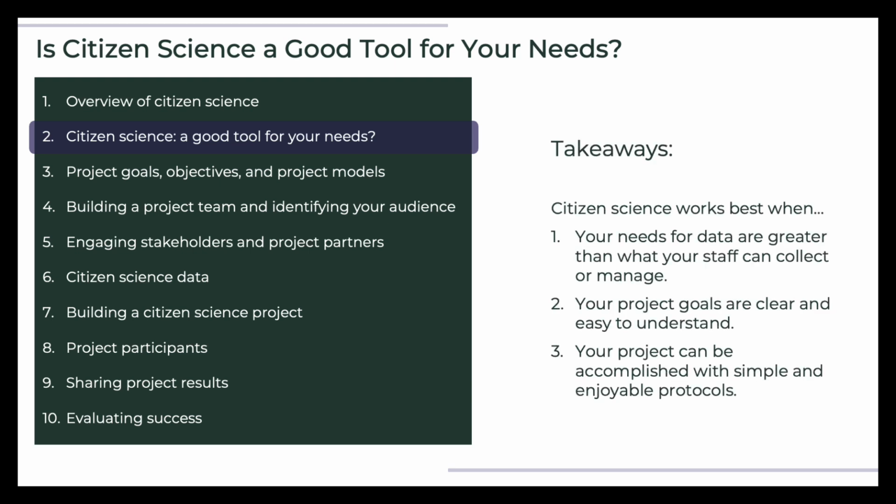Three takeaways for this module are that citizen science works best when, first, your needs for data are greater than what your staff can collect or manage. Second, your project goals are clear and easy to understand. And third, your project can be accomplished with simple and enjoyable protocols for participants to follow.